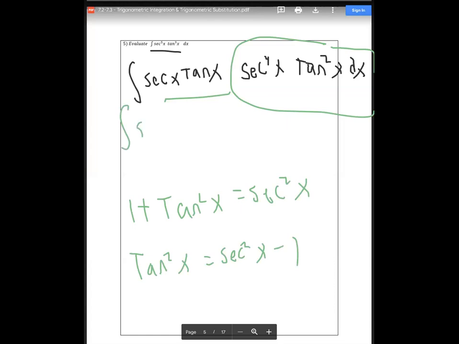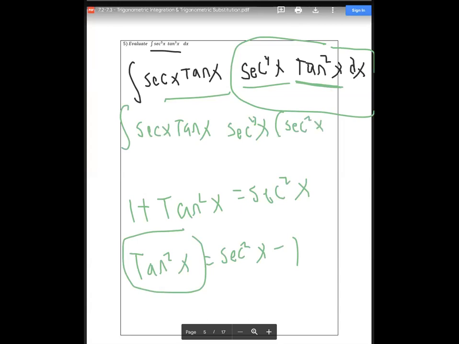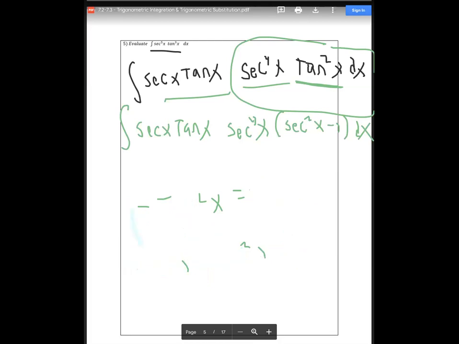All we do here is plug in this new identity. So remember, we didn't touch this, so we're leaving it as secant to the 4th of x, but we did touch this. So I'm going to plug this in, which is tangent squared of x, which is secant squared of x minus 1 dx. Oh, sorry. Let me erase this. So now we've done what the rule says. We've saved the secant tangent factor, and we've converted every other part of the problem into secants.